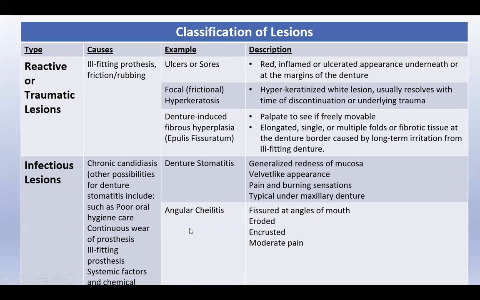So denture stomatitis, angular cheilitis: generalized redness of the mucosa, velvet-like appearance, pain and burning sensation, typically under the maxillary denture. So you'll see just a generalized redness under the maxillary. Angular cheilitis we'll see more in the corners of the mouth. It looks eroded, encrusted in the commissures of the mouth, and then moderate pain. It's uncomfortable, might crack and bleed.